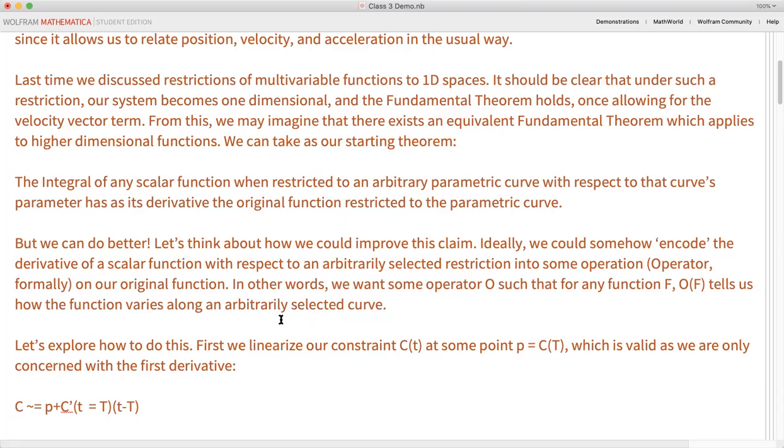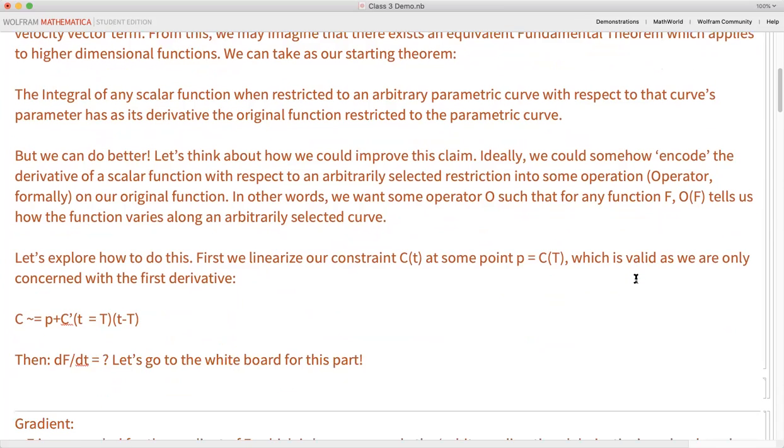And formally, what we're looking for is an operator, which basically means a thing which acts on other things. It has a more technical definition, as you might imagine, but basically we're looking for something we can do to our function to produce this partner function. So we have O such that O of f gives us what we want, a full encoding of the derivative on arbitrary restriction. So we're going to look at how we do this, and we're going to look at how we do this on a whiteboard.